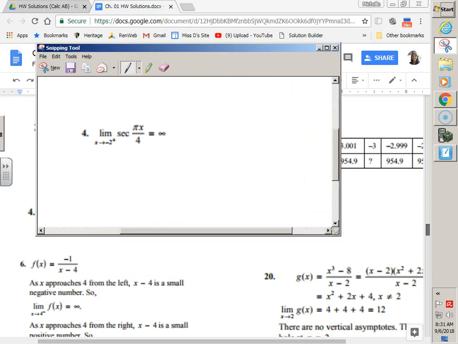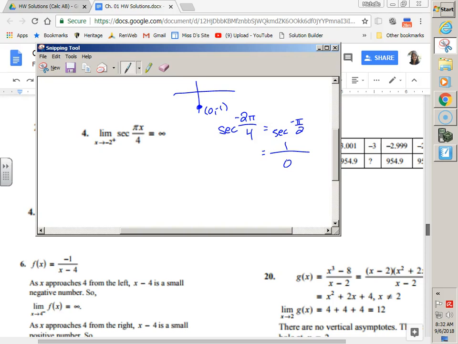Some of you didn't even know that secant of negative pi over 2 was undefined. Negative pi over 2, isn't that the point 0, negative 1? And isn't secant 1 over cosine? And cosine of that is 0. So that's one way of thinking about it.